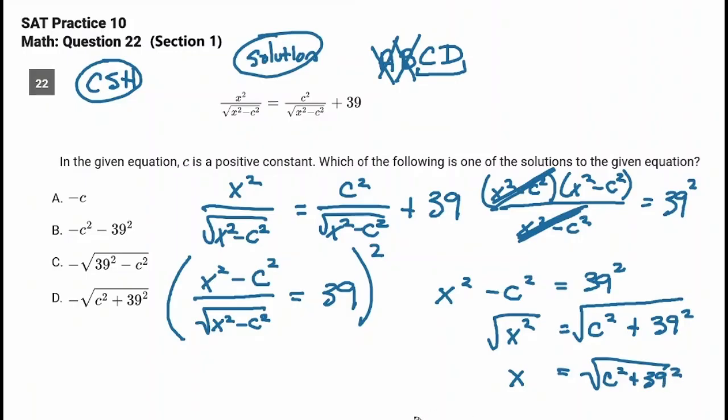And I look at the answer choices, and I don't see that, but I see something really close to it. I see this, D, and then I remember, oh yeah, when I take the square root of something, it could be positive or negative. So the answer could be positive square root of c squared plus 39 squared, or it could be negative square root of c squared plus 39 squared. And so the answer is D. It's a brutal problem. You get it right, or you guess to the best of your ability, pick the weird one, and then you move on to section 2.